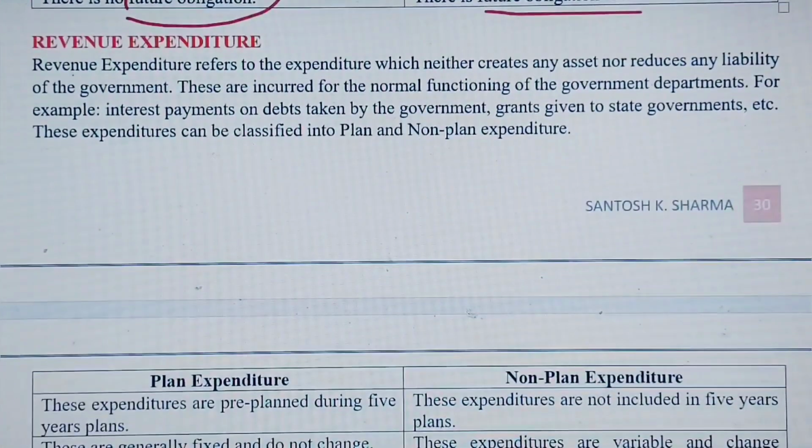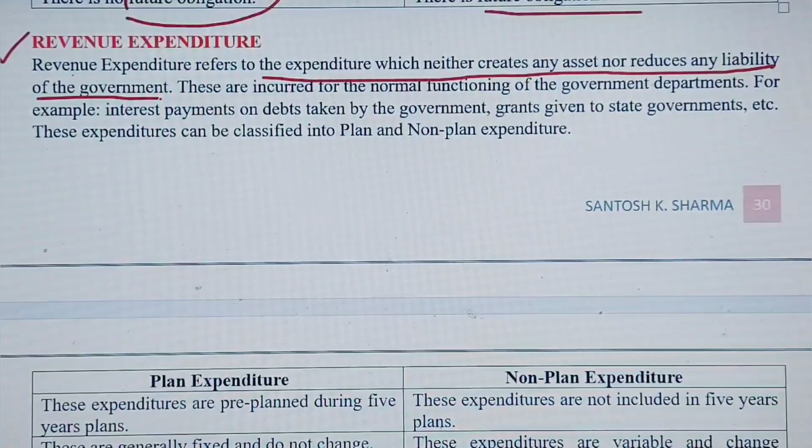Let's talk about the expenditure part of the government. So these are again two types, revenue and capital expenditure. Let's see what is this revenue expenditure. It refers to the expenditure which neither creates any asset nor reduces any liability of the government. And these are incurred for the normal functioning of the government departments. For example, interest payment on the debts taken by the government, grants given to the state government, etc. And these revenue expenditures can be again classified into plan and non-plan expenditure.